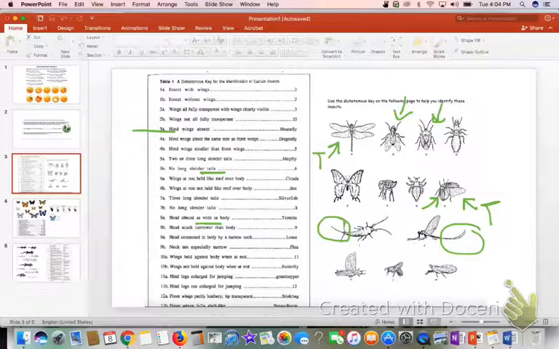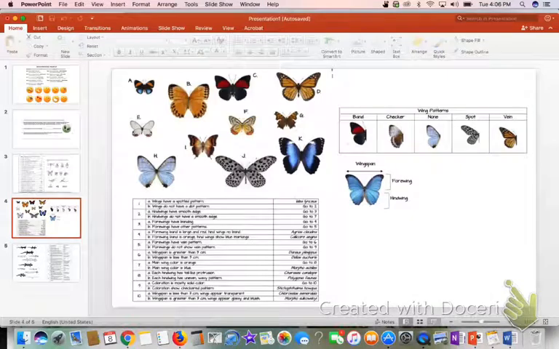Let me see if there's anything else that I need to help you with. Hind legs enlarged for jumping, so very long legs for hopping or jumping. Front wings partly leathery, tip transparent, leathery and transparent. So leathery would not be where it would be see-through. Okay, so let's go to the next one, just so I can review things that you might need to know.